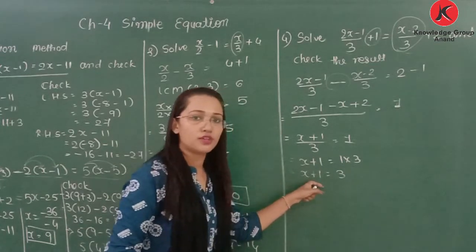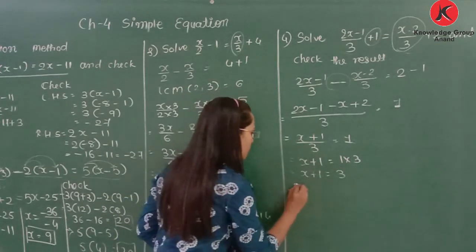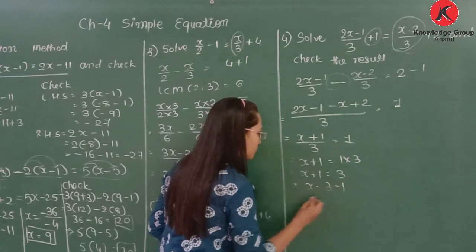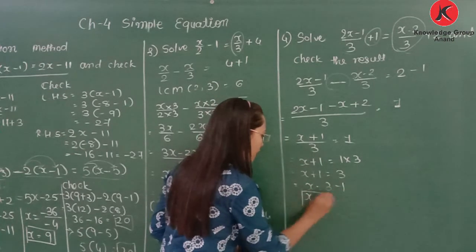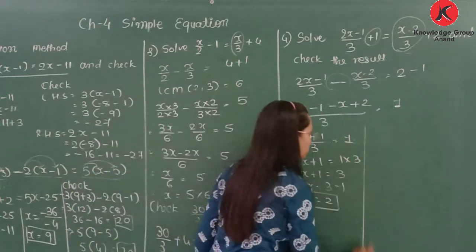1 is in addition, so if we apply the transpose method, then it becomes minus 1. So here x is equal to 3 minus 1. x is equal to 2. Now again you can check your result.